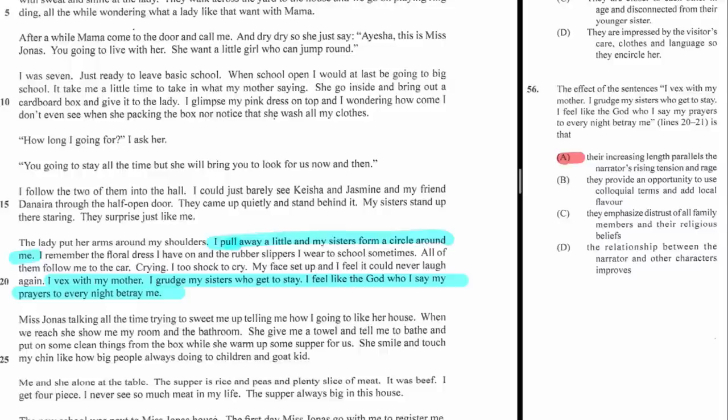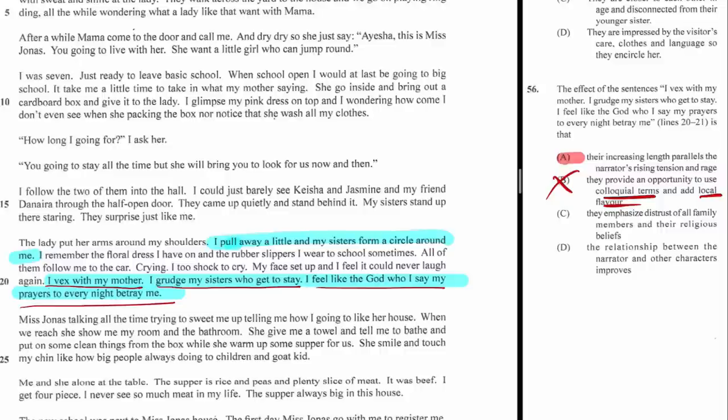Looking at the lengths of the sentences, we see a short one gets a little longer here, gets even longer here. So we can imagine that as the sentences are getting longer and longer, the speaker is feeling a more intense emotion as she thinks of where her life is and how betrayed and how alone she feels. We do not really see colloquial terms and any local flavor coming out here.